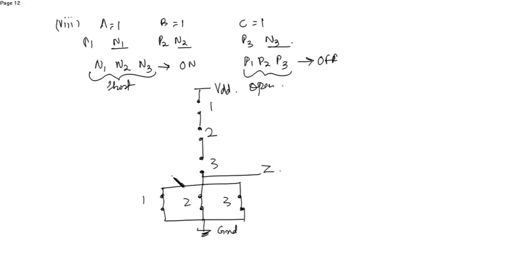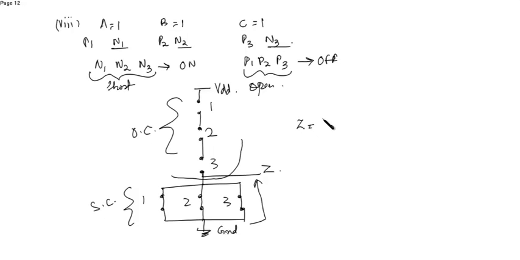So totally all these are open circuited and all these are short circuited, then the output will be again ground. So Z is ground, or can say low value or 0. So when A is 1, B is 1, C is 1, the obtained output is 0. So now all the inputs that are given have the correct outputs.